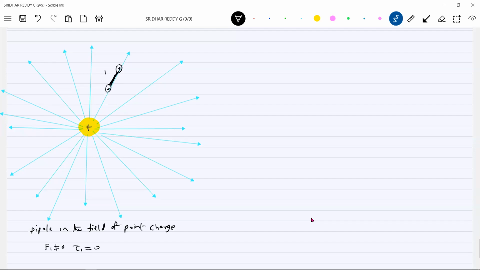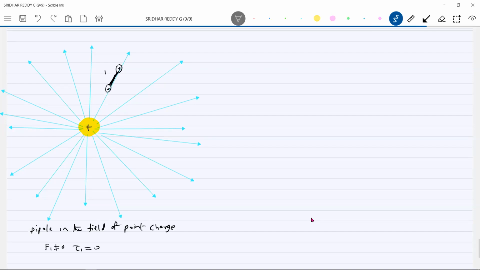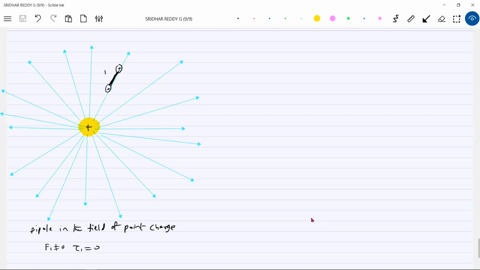Stable or unstable equilibrium? Not stable, not unstable, no? Because what is the basic necessary condition? Because the field is not uniform. The field strength at the location of the negative charge will be more, no? And the field strength at the location of the positive charge will be less. So the net force on the dipole will be towards the point charge.